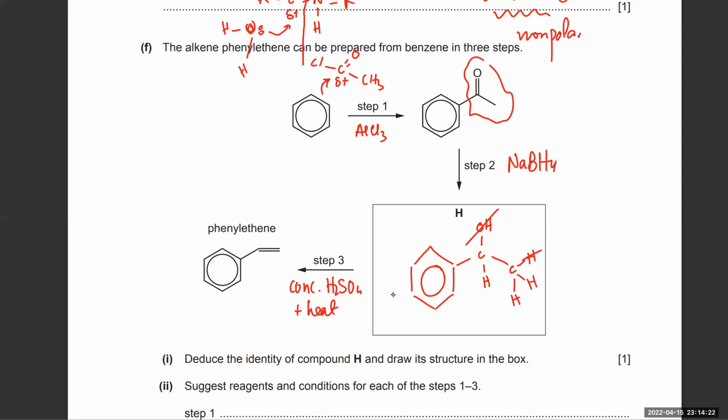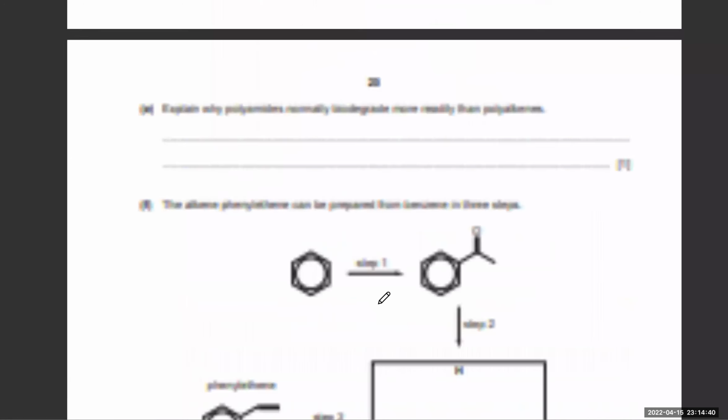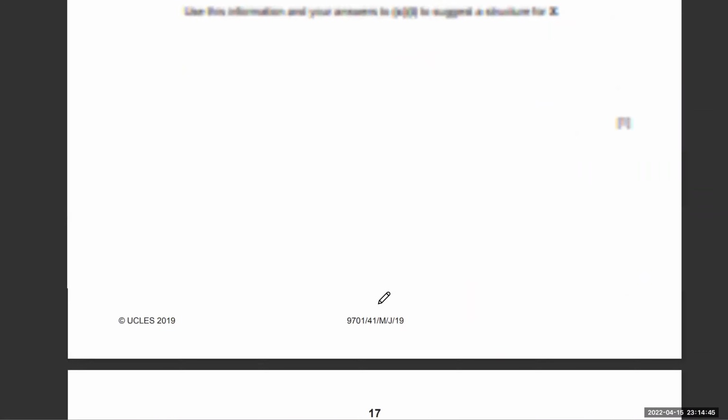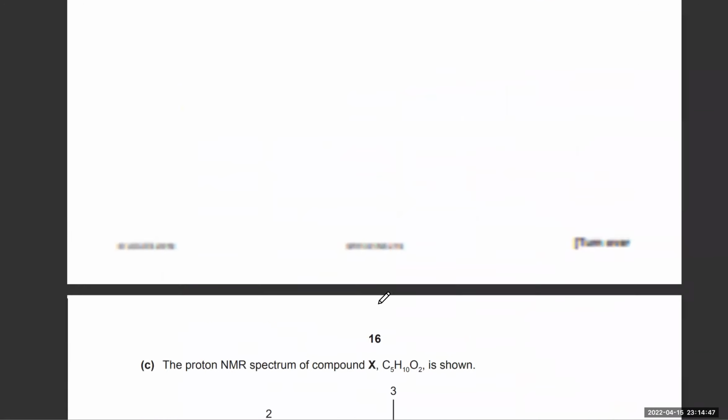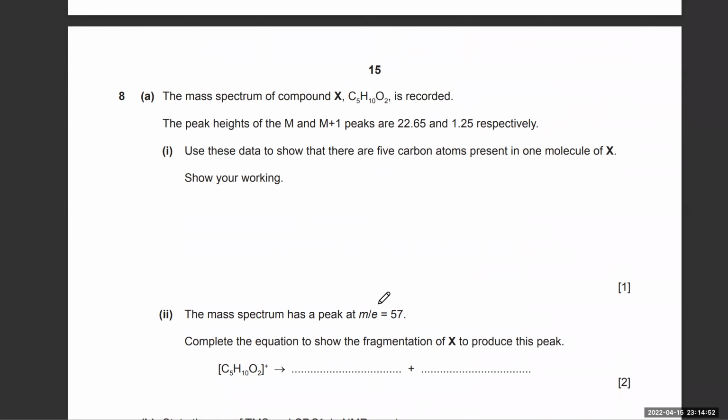The benzene is going to get attracted to this very strong carbon, which is positive. So that one is acylation. You need AlCl3 as a catalyst. And that is an example of electrophilic substitution. So that's question number nine. Move back. This one is NMR. We've got a whole question on analytical chemistry.